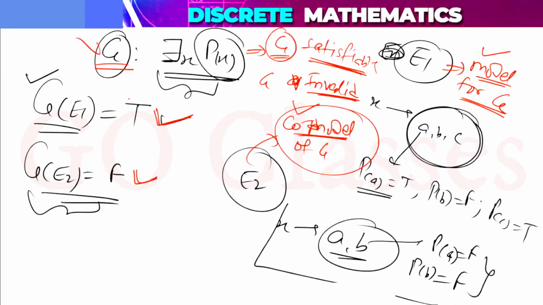Now you can see, this was our formula G. This formula G is satisfiable because we have a model. And remember, this formula G is invalid because there exists a co-model. So are model and satisfiable the same? Yes, a formula is satisfiable when there exists a model. There is a one-to-one correspondence: if there exists a model, then the formula is satisfiable, and if a formula is satisfiable, then there exists a model. Every valid formula is satisfiable.